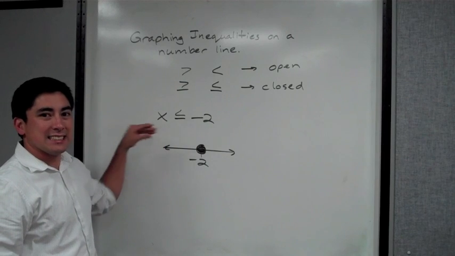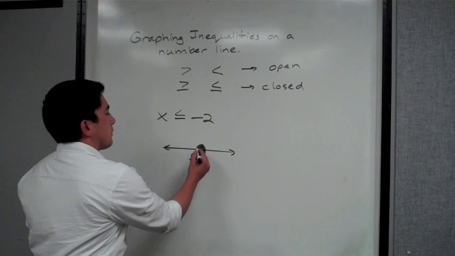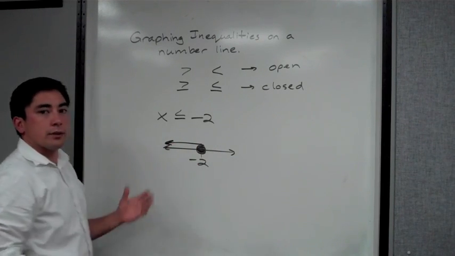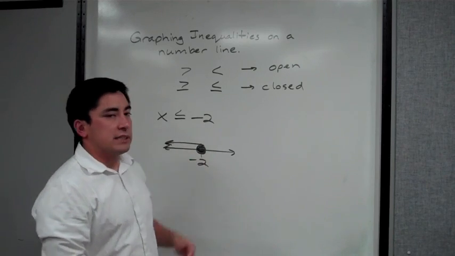Now it says x is less than, that means smaller than. On a number line, going to the left means you're getting smaller, so we just draw an arrow going left. There you go. So again, just some basics right here.